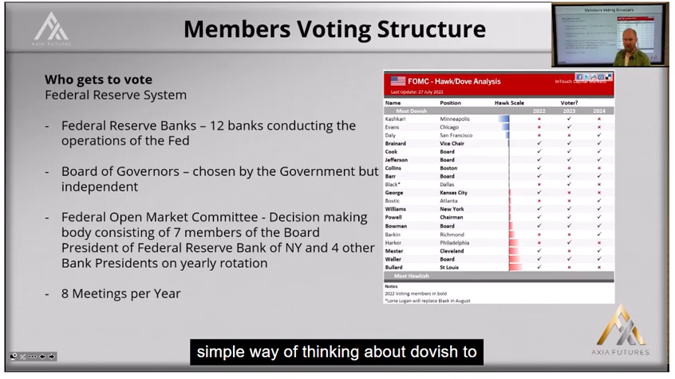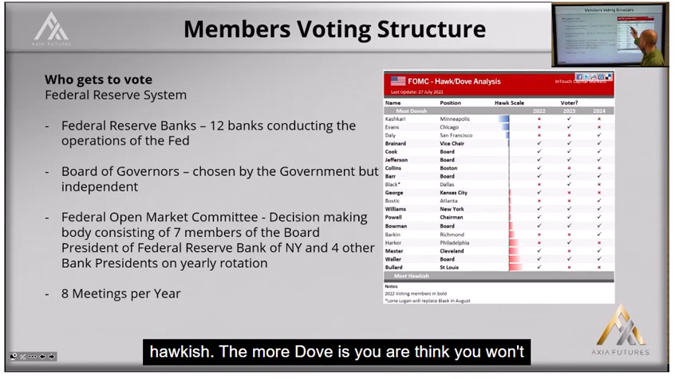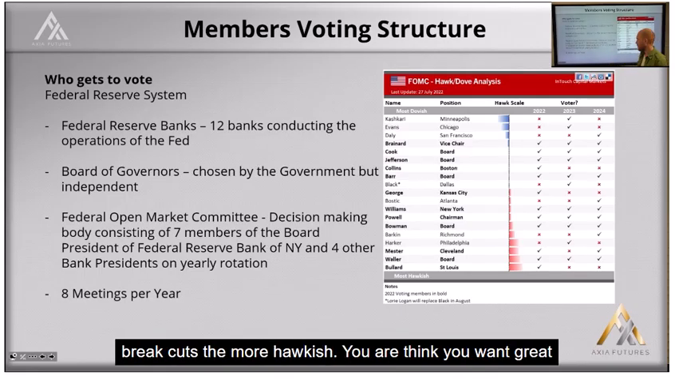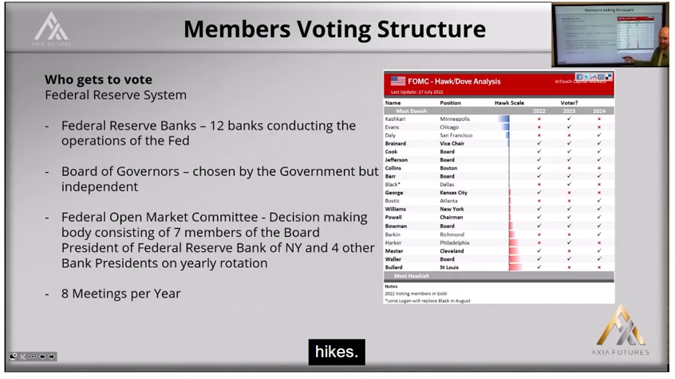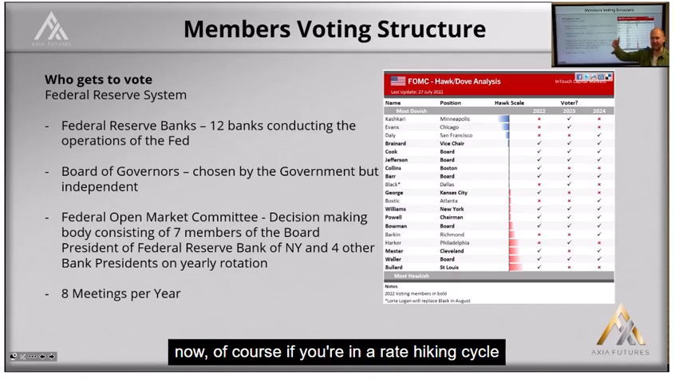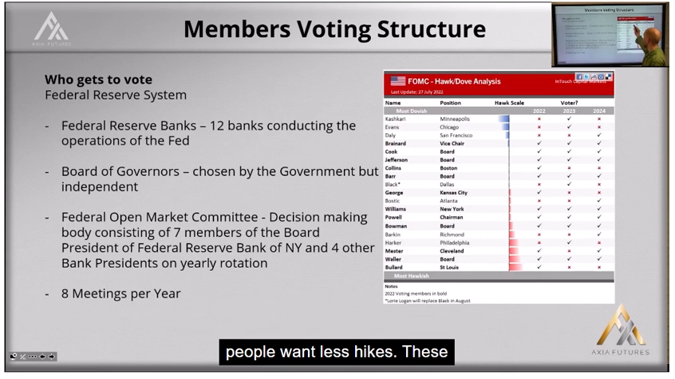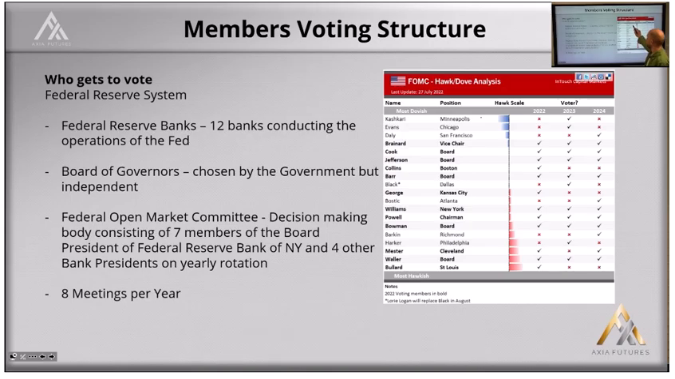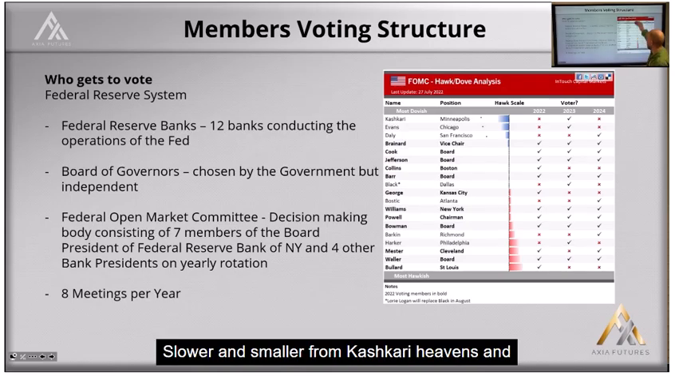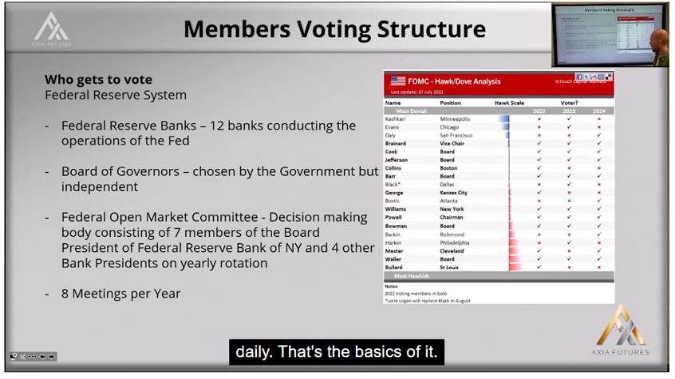The simple way of thinking about dovish to hawkish: the more dovish you are, think you want rate cuts. The more hawkish you are, think you want rate hikes. Now, of course, if you're in a rate hiking cycle, then realistically what happens is these people want fewer hikes, these people want more hikes. So bigger and faster from Mester, Waller and Bullard, slower and smaller from Kashkari, Evans and Daly. That's the basics of it.